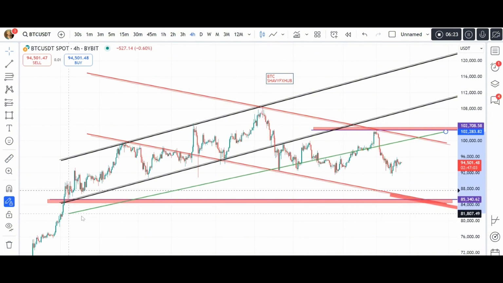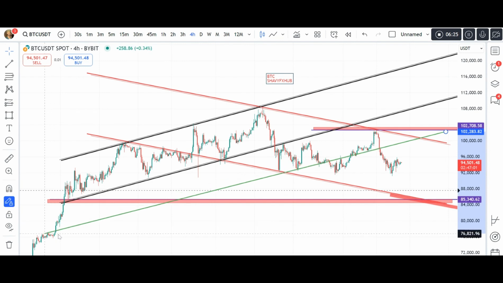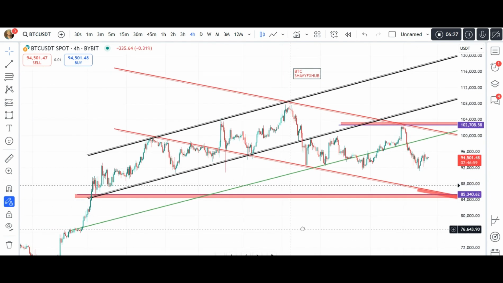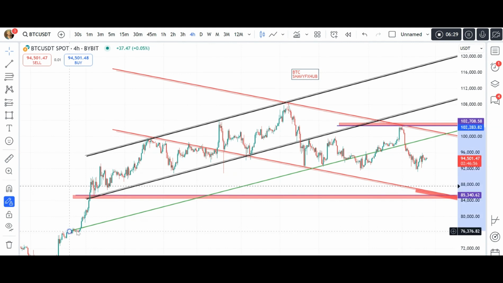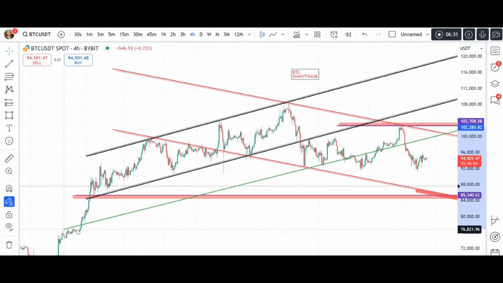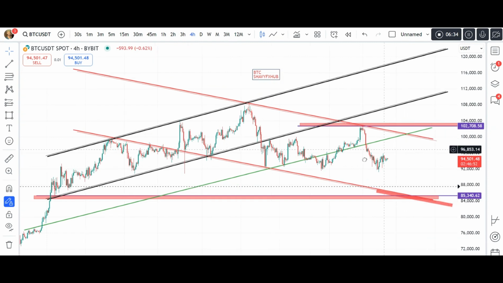Let me see. Let's take this price action down and see if we can hold it responsible. Let's see if we can.